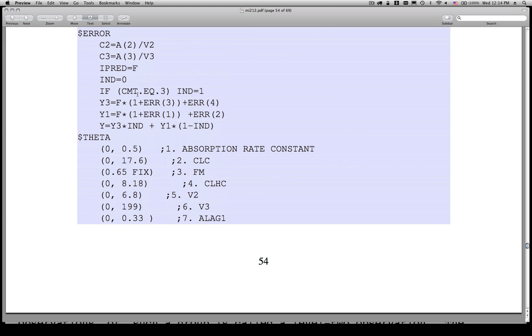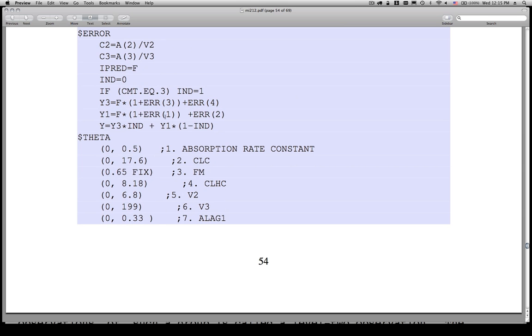So we have a compartment data item which allows us to flag that. So if compartment equals 3, indicator equals 1. That means indicator 1 is associated with the metabolite observations. Indicator 0, therefore, would be associated with the parent. So the observations in compartment 3, I call that Y3 here, is equal to F. Now F is going to take on the value of compartment 3 when we are on records where CMT is 3. F is going to take on the value of compartment 2 where we're on records where CMT is equal to 2. And we're specifying a prediction model with a combined residual error.